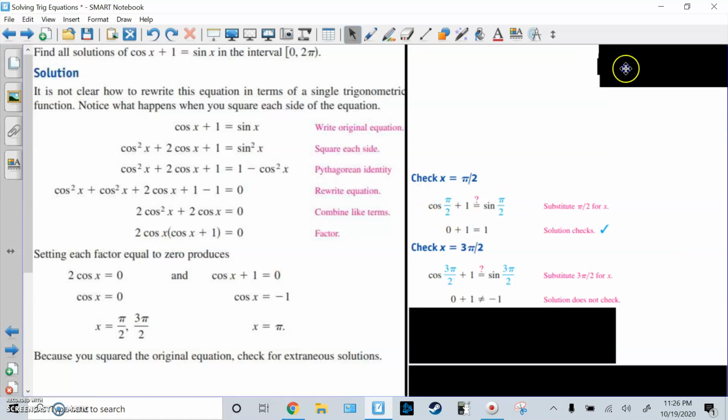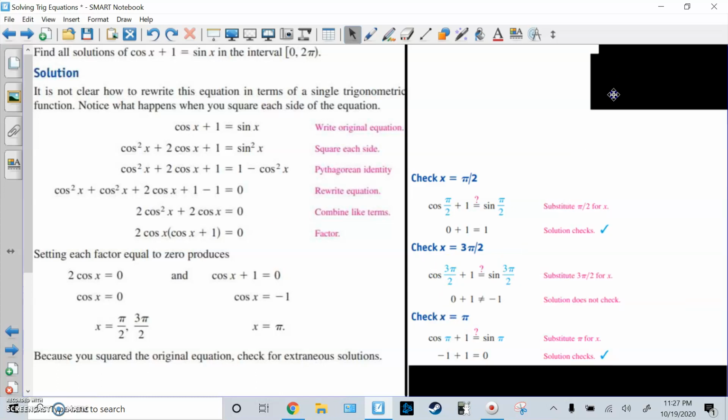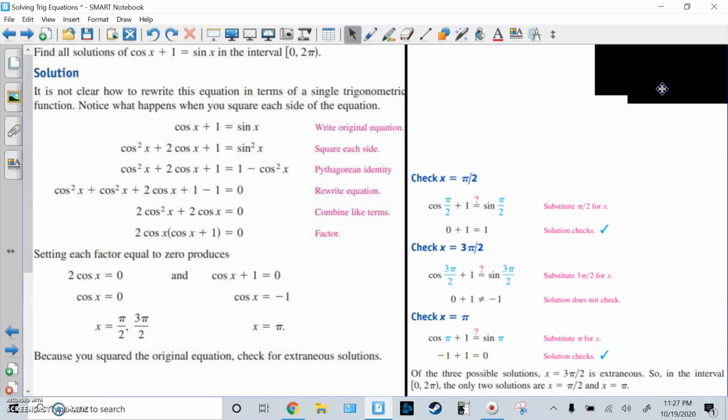I check 3 pi over 2, cosine of 3 pi over 2 is 0, sine of 3 pi over 2 is negative 1. Is 1 equal to negative 1? That's false, does not check, so that's extraneous. Then I check pi, cosine of pi is negative 1, sine of pi is 0, negative 1 plus 1 is 0, 0 equals 0, that's true. So of the 3, only 3 pi over 2 is extraneous, so we ignore that. So if you want to say between the interval 0 to 2 pi, like I said, there's only 2 answers, pi over 2 and pi.